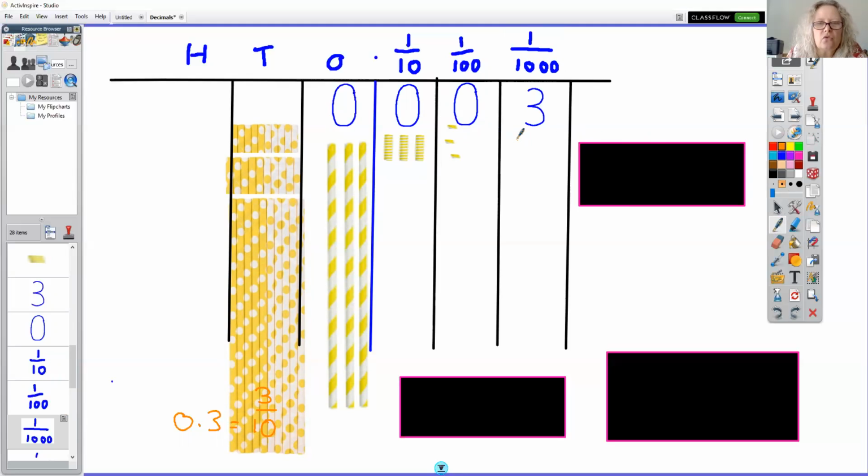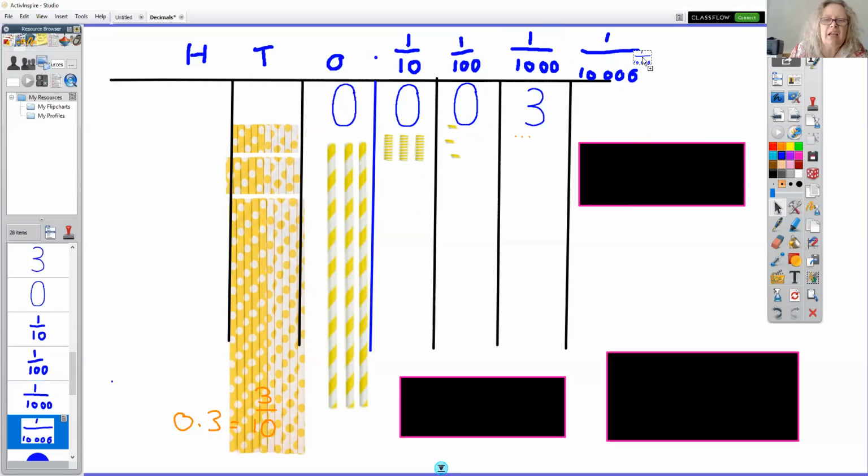I'm going to see if we can draw it like that. That's about the size it would be. It would look like 3 little dots. Those would be thousandths. And of course, if we cut those up into 10 pieces, that would be very, very small. And that would be a 10,000th.